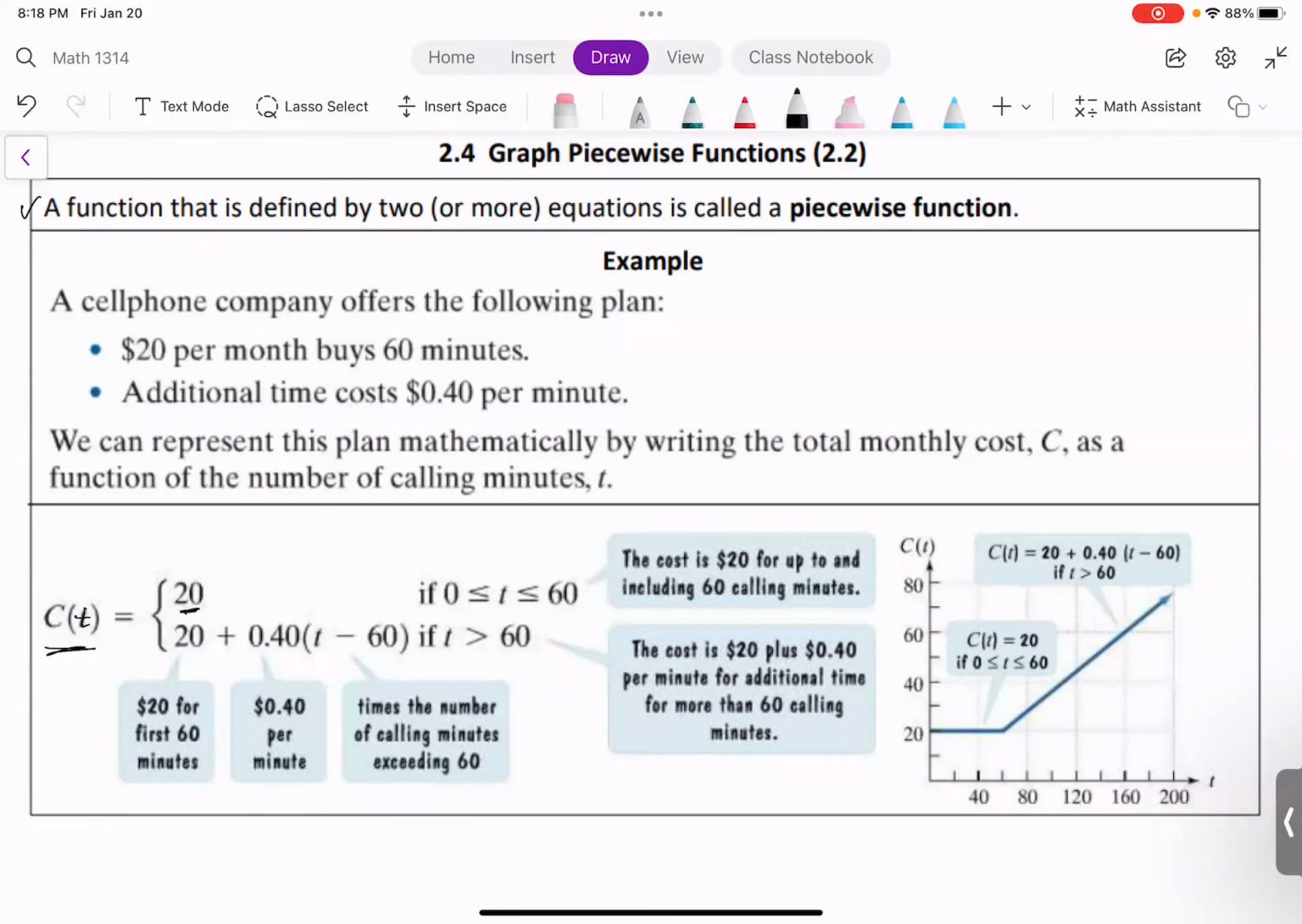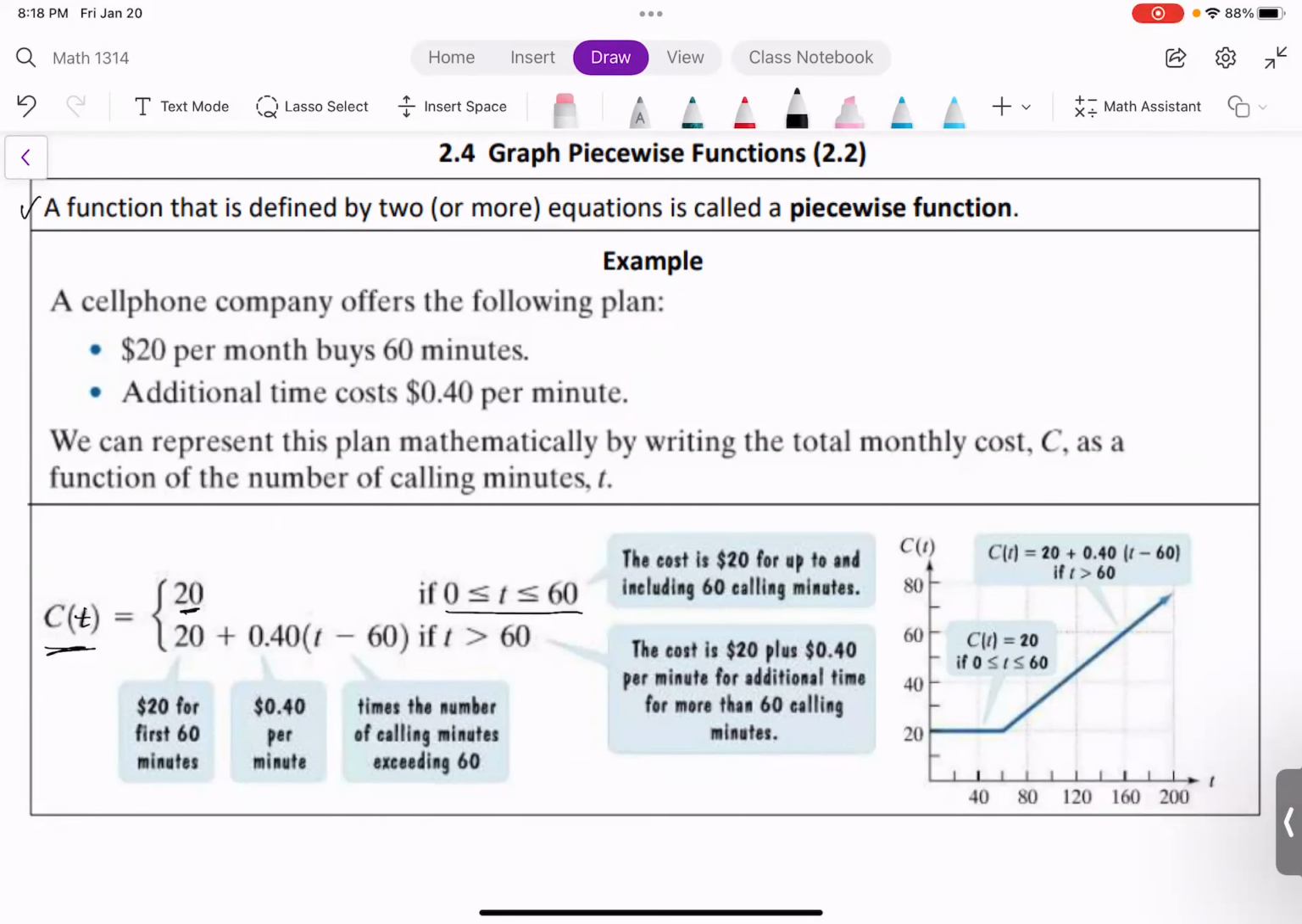The first part is $20 if T is between 0 and 60. That means the cost is $20 for up to and including 60 minutes of calling. So for example, if you called somebody 50 minutes this month, you need to pay $20, or if you didn't make a phone call, you still need to pay $20.